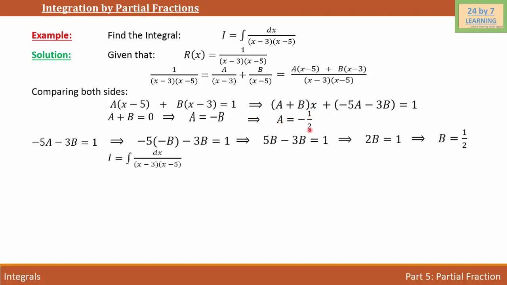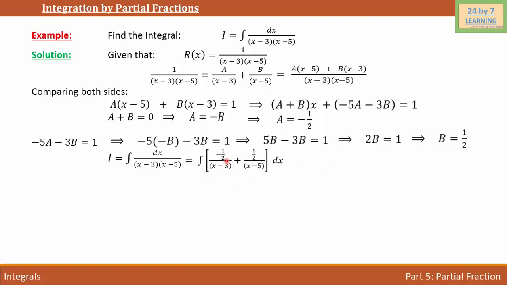Now let's integrate. My integral is right here, so let's bring it over here. I is equal to the integral of dx over (x - 3)(x - 5). As you know, I can write 1 over (x - 3)(x - 5) as A over (x - 3) plus B over (x - 5). And now I know my A and B, so let's substitute. If we do that, this is my expression for the integral.